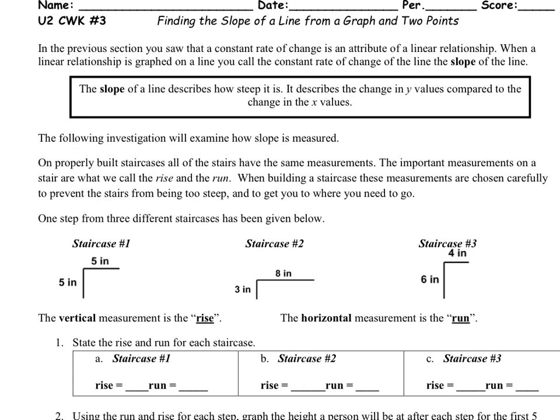All right. In the previous section, you saw that a constant rate of change is an attribute of a linear relationship. When a linear relationship is graphed on a line, you call the constant rate of change of the line the slope of the line. If I remember, I often referred to it as like the angle, right? Yeah. Which is what this really is, but if we refer to it as a slope, it will lead into the angle stuff in a different grade.